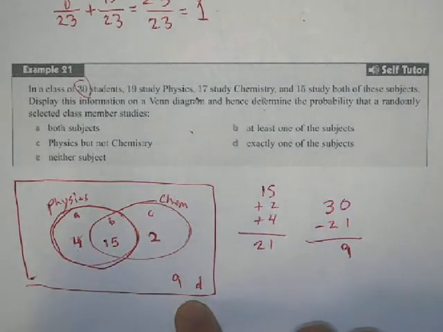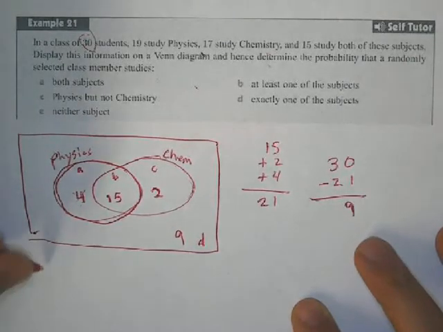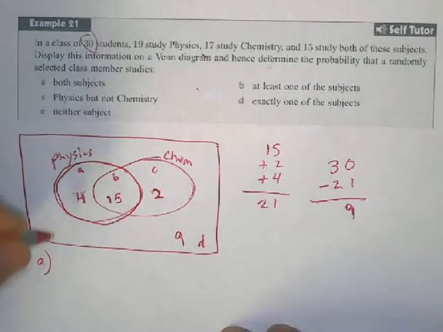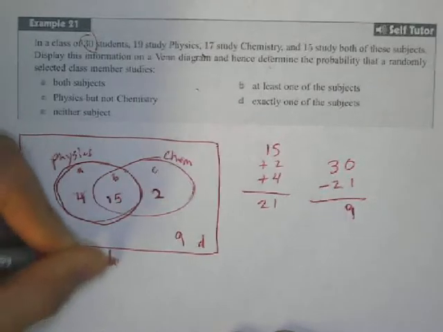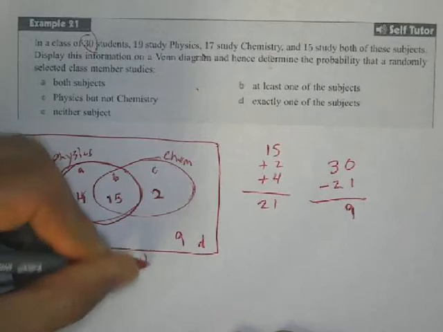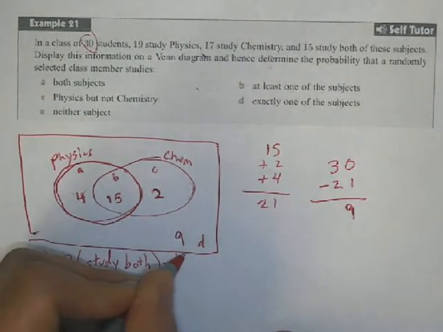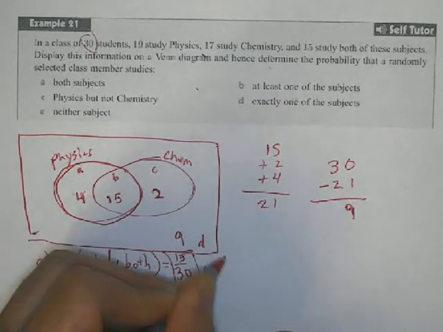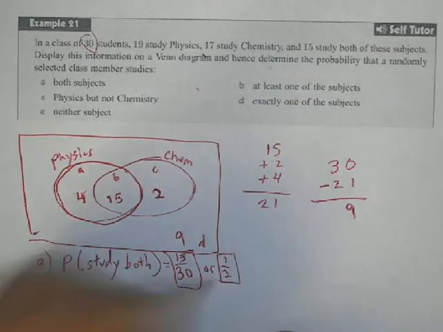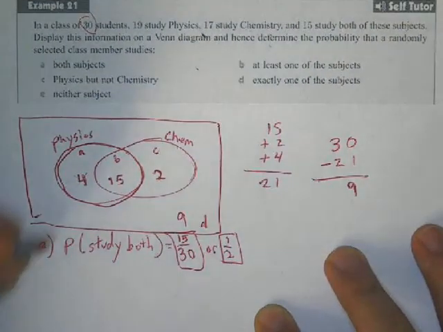Okay, now we can answer our questions. Okay, so for question A, how many take both subjects? So the probability of studying both is the overlap part, which is 15. So that's 15 over 30. You can leave your answer like that, or you can write it as 1/2. Either answer is acceptable.